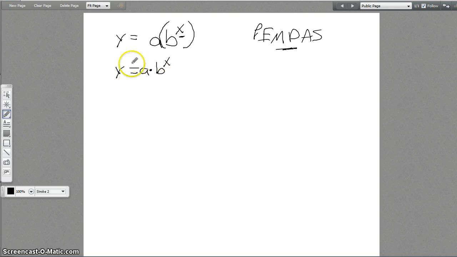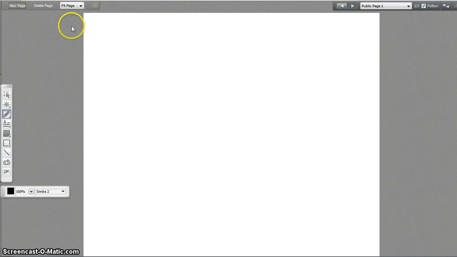So this is the form for an exponential function when both a and b are positive. That means they cannot be 0. 0 is not a positive number. Okay, so let's start with our first example.